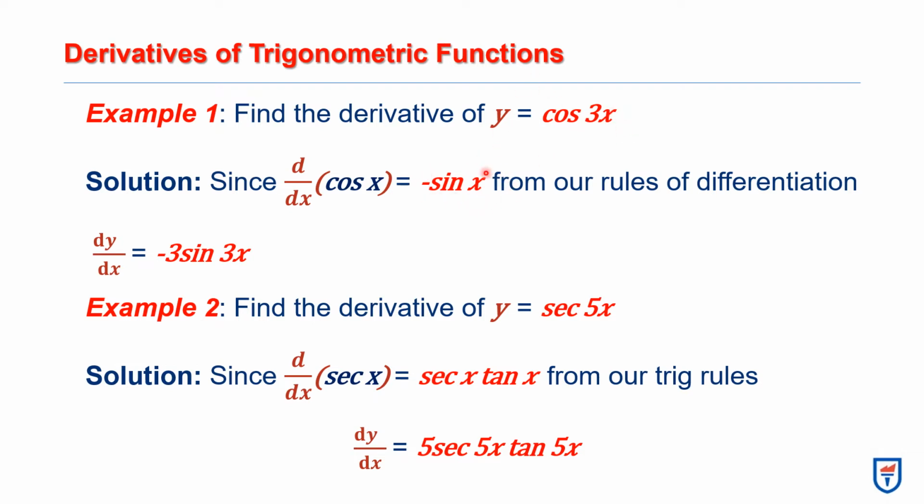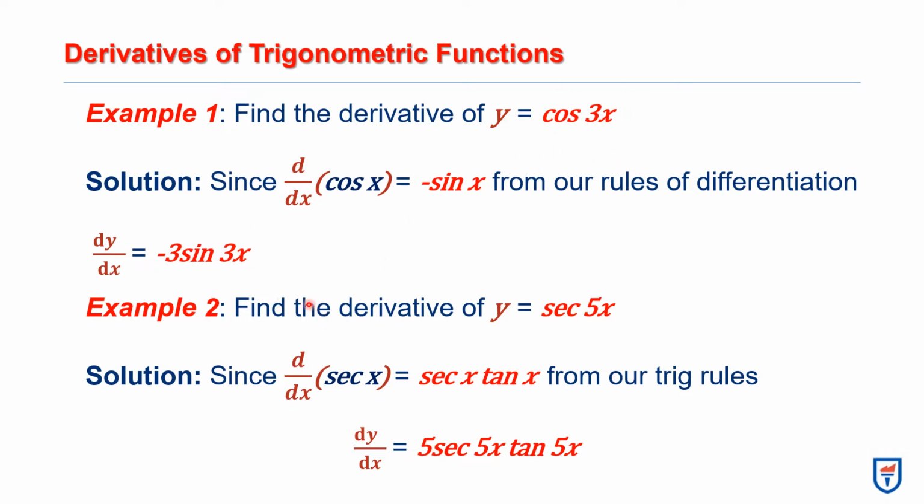In place of x in our result, since we're not differentiating cos x but we're differentiating cos 3x, our result also is going to have minus sine 3x. So we now have our final result of the differentiation of y equals cos 3x as minus 3 times sine 3x, which gives us minus 3 sine 3x as our derivative result of this function.